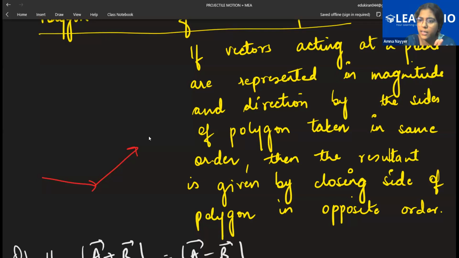Triangle is already there. So if this comes, then use your triangle law. But what if it is like this? This is not your parallelogram law. Parallelogram law is only valid if there's a proper parallelogram.